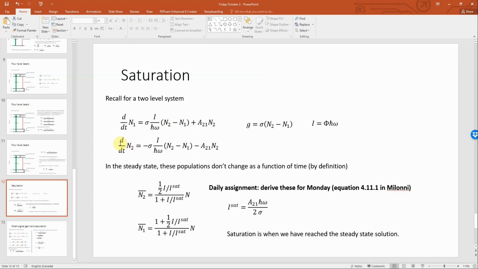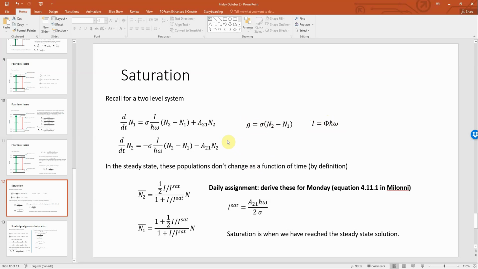And the rate of change of the second state is going to be the loss caused by stimulated emission, because this is the absorption cross-section, and then the number of photons in the cavity times this population difference. And then we lose population in the excited state due to some spontaneous decay rate. Now, if you remember, gain is given by the absorption cross-section and then the population difference, and the intensity is the number of photons times the energy of each photon.